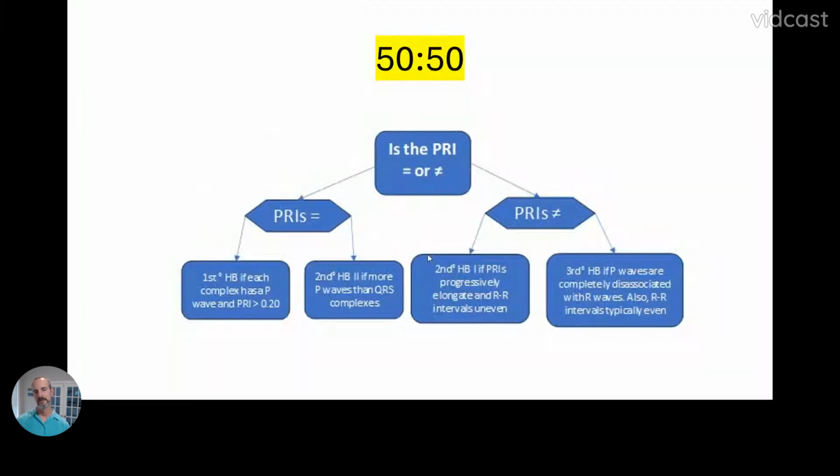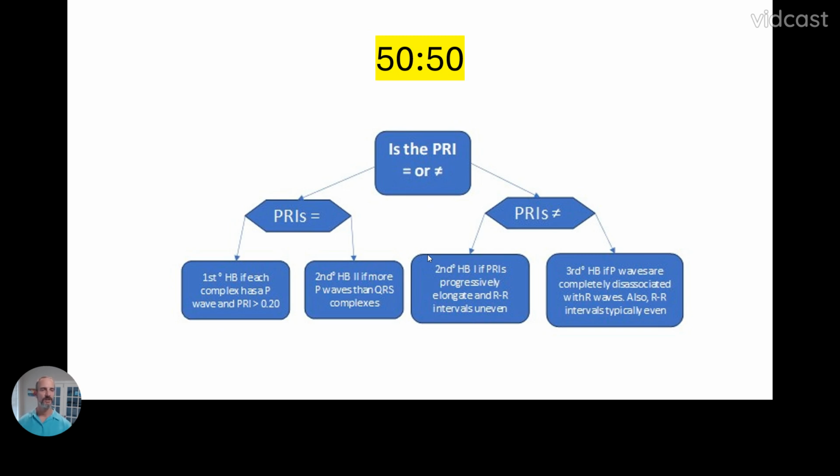All right. A quick little tip with these, and if you Google heart blocks, you'll see a lot of different things. There's poems, there's stories that people have made up to make these things easier. But a quick way to narrow these down, at least to give you a 50-50 shot, is to determine if those PR intervals are equal or unequal. If they are equal, you either have a first degree heart block or a second degree heart block type 2. All right. And then once you get to that point, it's easy to distinguish those because the first degree heart block has a QRS complex after every P wave.